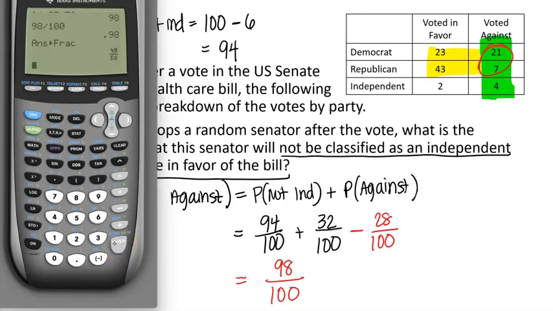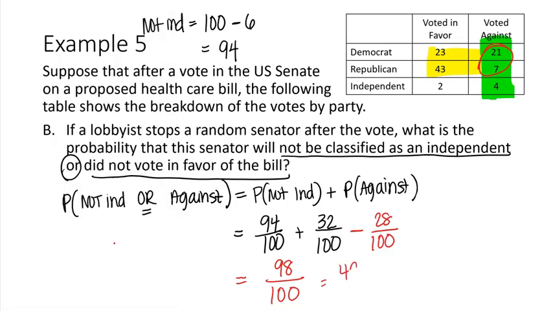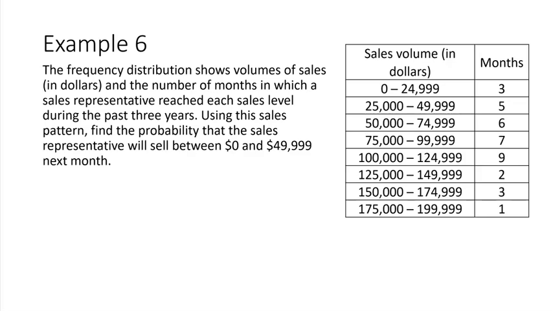As a fraction, 49 out of 50, or 0.98. You can also give it as a decimal. All right, we have 2 more examples.